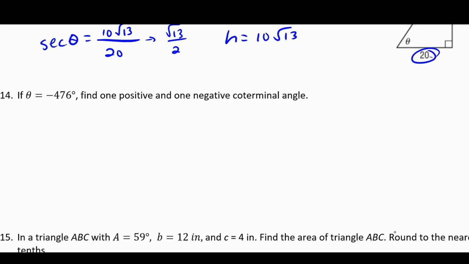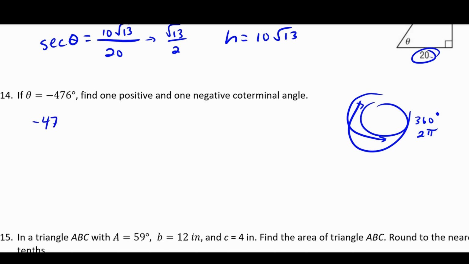So if theta is equal to negative 476 degrees, we want to find one positive and one negative coterminal angle. So remember, for coterminal angles, you just go in the circle. So you want to go 360 degrees or 2 pi if you're in radians. And you just want to go all the way around in the positive or negative direction. So if I'm at negative 476, I just want to end up in the exact same spot that I was. What I'm going to do here is take negative 476 and add a full circle.